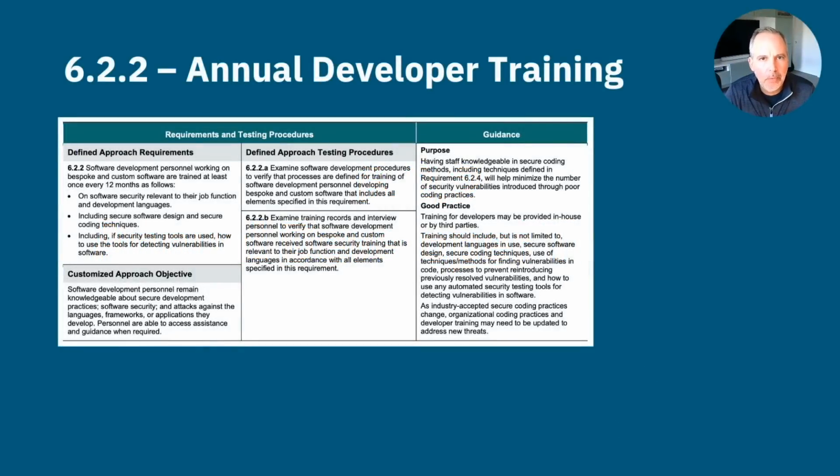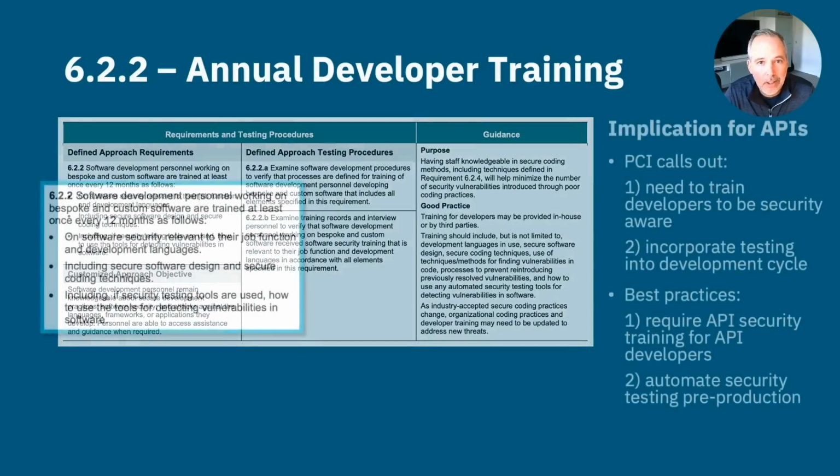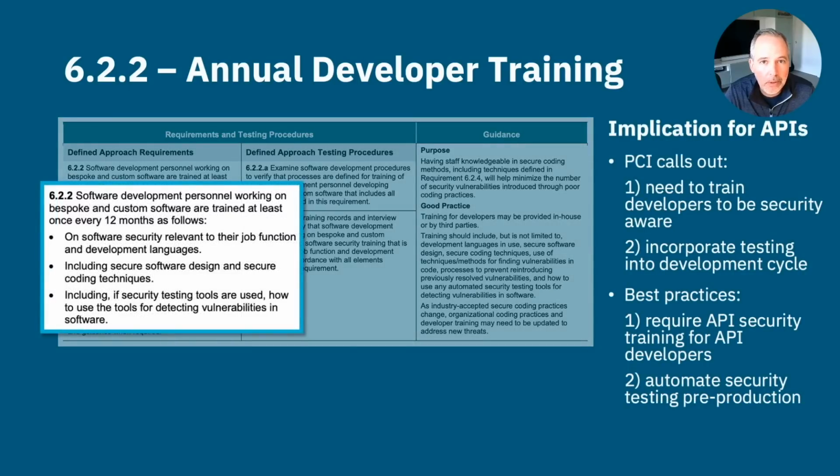Where 6.2.1 calls for organizations to utilize industry best practices for secure application development, 6.2.2 goes a step further and mandates training for developers. It states, software development personnel working on bespoke and custom software must be trained at least every 12 months. And that training needs to be, 1, relevant to their job function and development languages, 2, include secure software design and coding techniques, and 3, train on the use of security testing tools for detecting vulnerabilities in software.